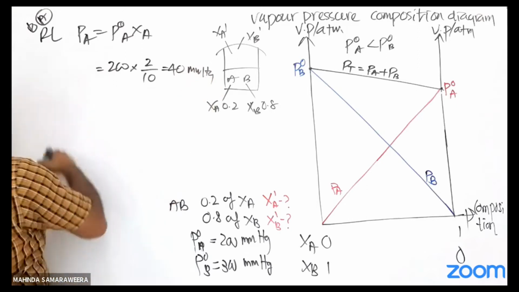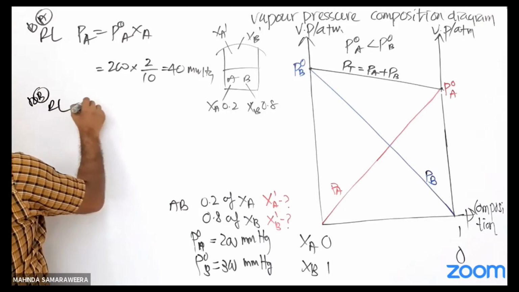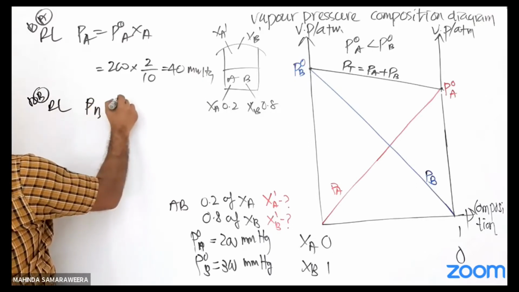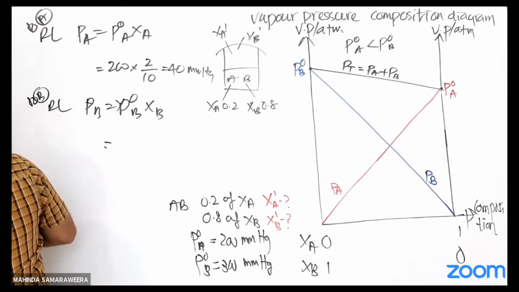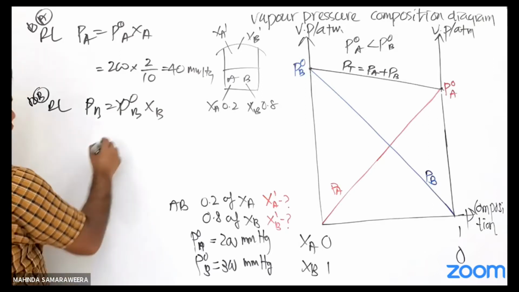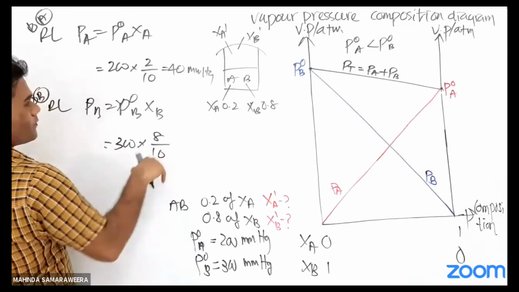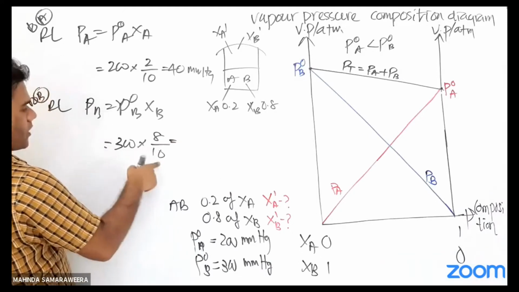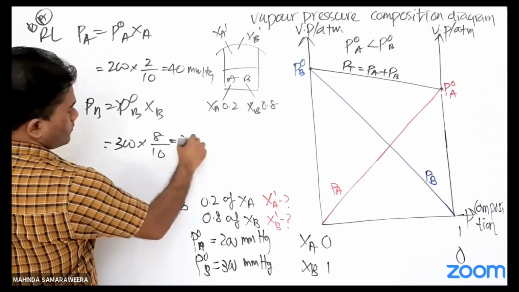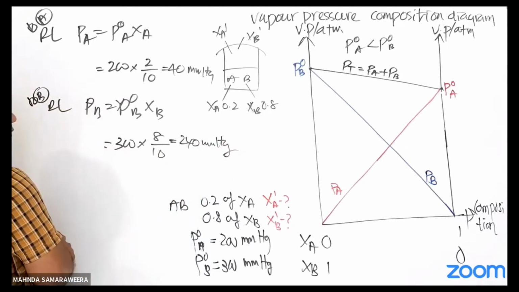That's PA. Then for B we can apply Raoult's law: PB equals P naught B into XB. P naught B value I gave you is 300. The XB value is 8 over 10. So it's 240 mercury millimeter. That's what we get.